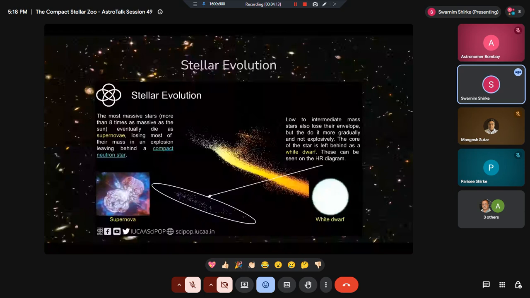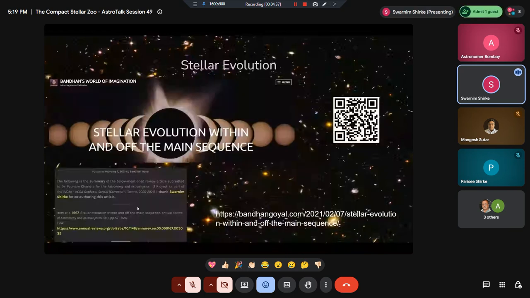We had written a blog on this evolution with one of my colleagues, Bandhan. If anyone is interested to see how this evolution takes place, what the different ways are, and what exactly happens at the core of these stars, you can refer to this article. I have the link and the QR code here. It is a very complex topic, but we have summarized it in a short form accessible to everyone. So this is about stellar evolution of our usual main sequence stars.